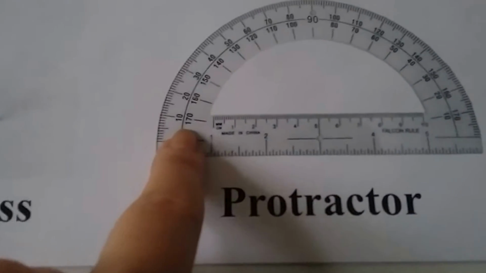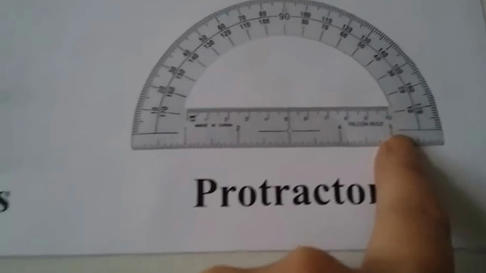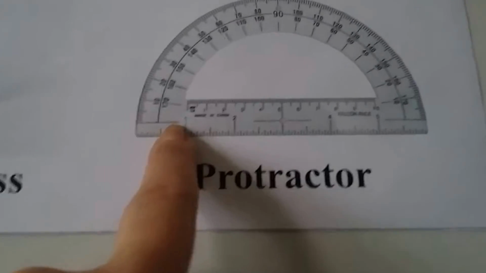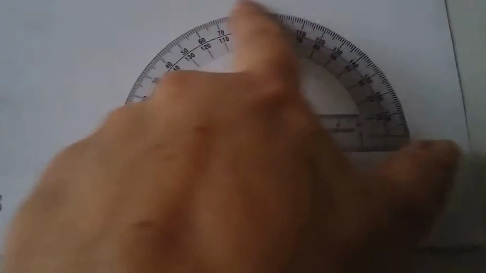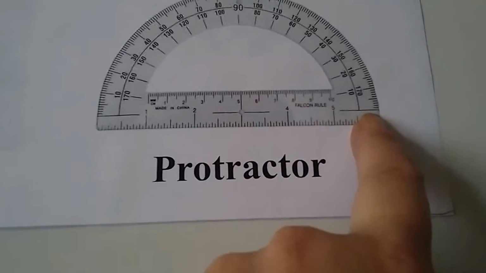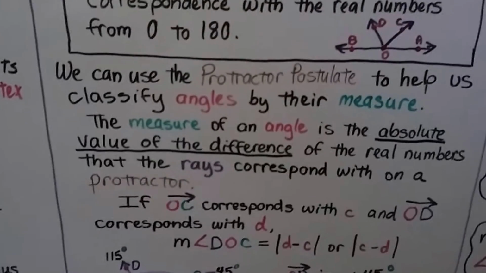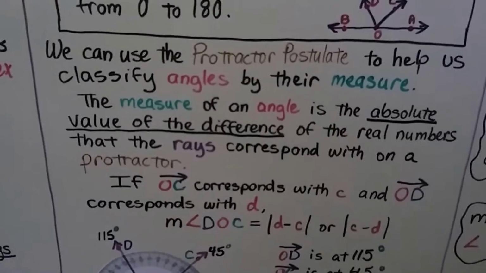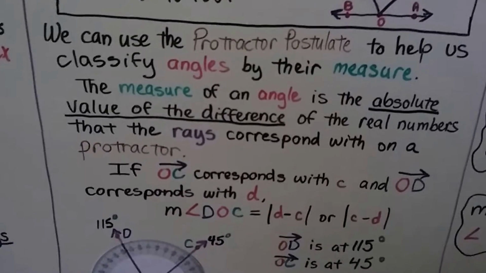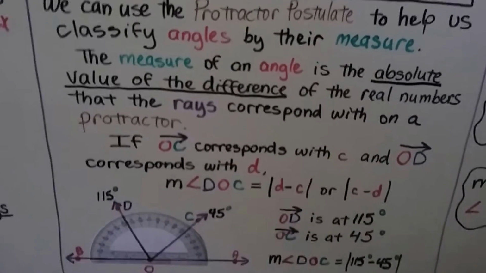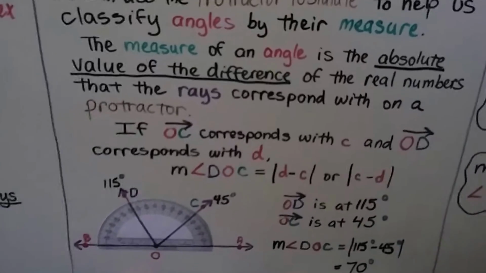So there's actually inside numbers. If you look, the inside numbers go from 0 at this point all the way around to 180 to this point, and the outside numbers start at 0 at this point and go around the outside to this side to 180. We're going to talk about that more in a second, okay? We can use this protractor postulate to help us classify angles by their measure. The measure of an angle is the absolute value of the difference of the real number that the rays correspond with on a protractor. So let's take a look at this absolute value of the difference.